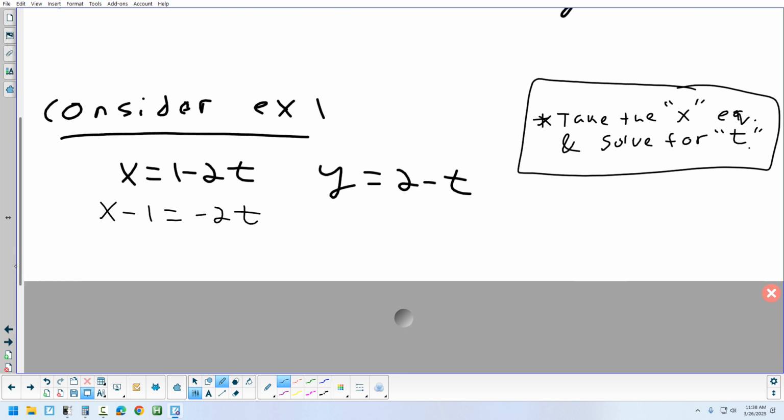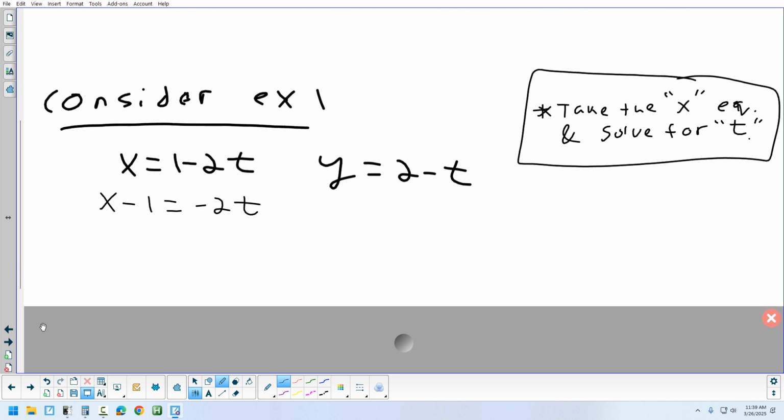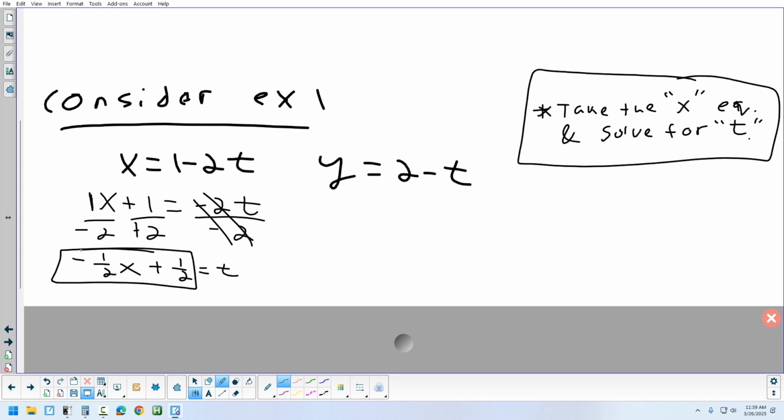And what would be your last step? Divide everything by -2. So that's gone. And I'm going to think of x as having a 1 in front of it. So that's really -1/2. So -1/2x, and a negative divided by a negative turns that into a positive. That's what you get if you solve the first equation for t.